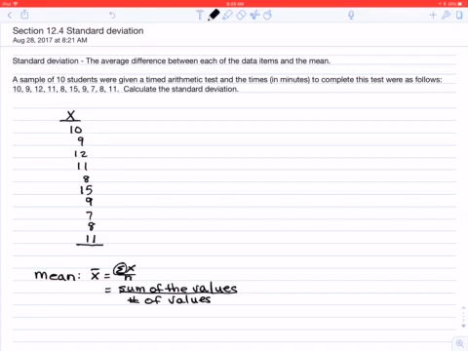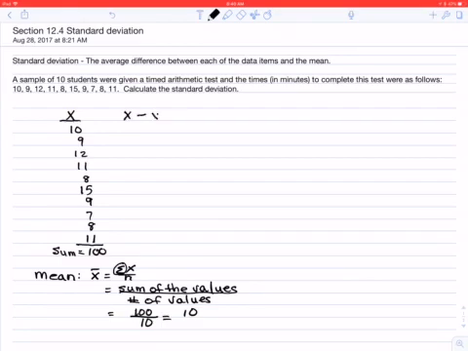So if I add the finishing times, I get a sum of 100. Well, I had 10 finishing times, or finishing times from 10 students, so I get a mean of 10. Now, I want to find the average difference between each of these data items and 10. So our next step is to find those differences.